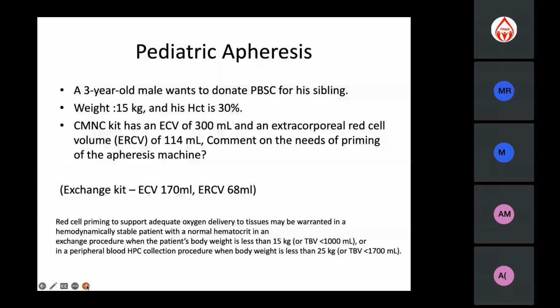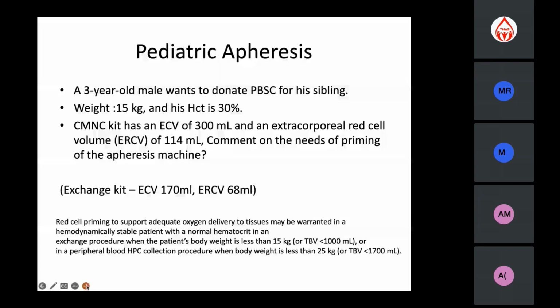Similarly, the extracorporeal volume and the ERCV volume for the other kits vary. For example, if you want to do an exchange procedure, the extracorporeal volume for Spectra Optia is 170 ml and the ERCV volume is 68 ml. Why we need red cell priming is to support adequate oxygen delivery to tissues, which may be warranted in a hemodynamically stable patient with a normal hematocrit in an exchange procedure or in any therapeutic procedure when the patient's body weight is less than 50 kgs.